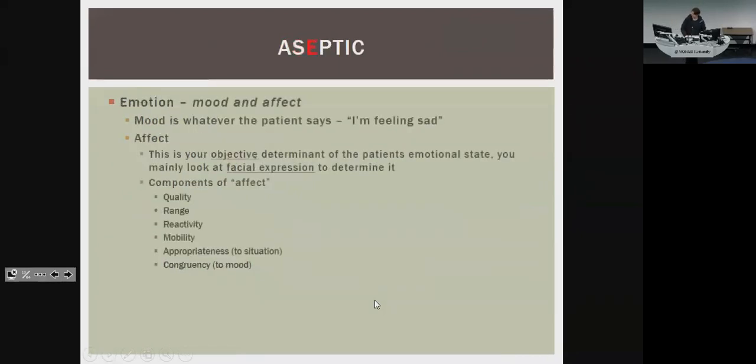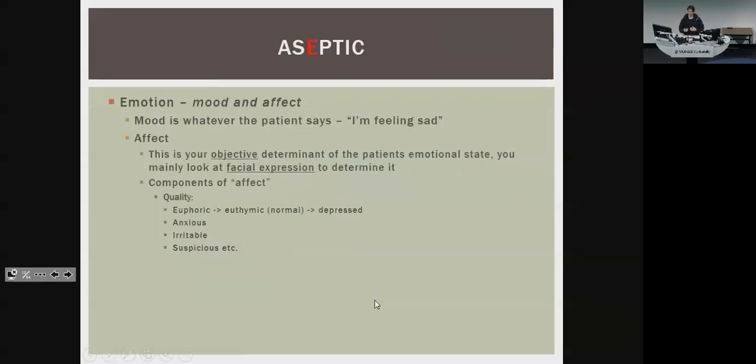Good. Emotion: two things. Mood is simply how the patient is feeling. They'll tell you, doctor, I'm feeling sad. Simple. The patient says they're feeling sad, and you can put it in quotation marks. Affect is your objective assessment of the patient's emotional state. There are a few things we want to describe when describing affect: quality, range, reactivity, mobility, appropriateness to the situation, and congruency to mood.